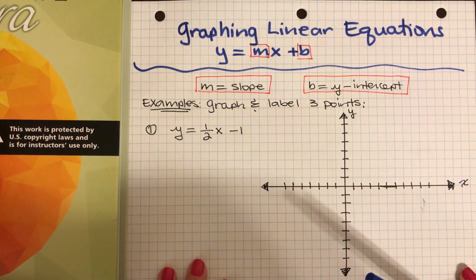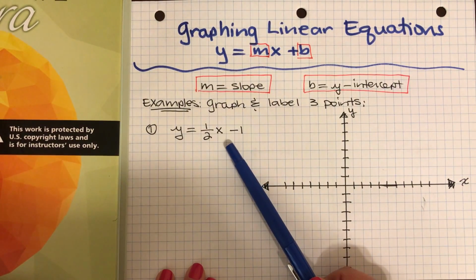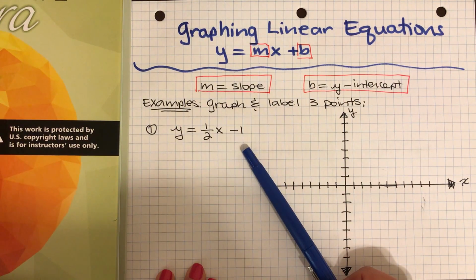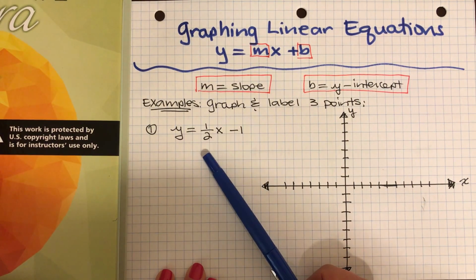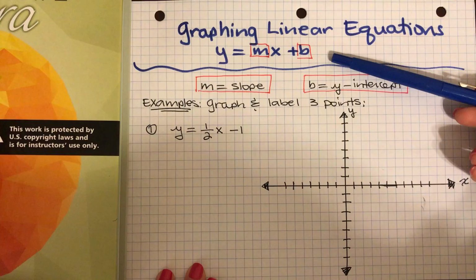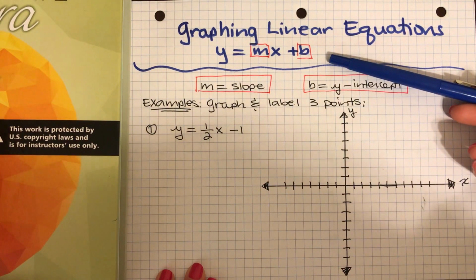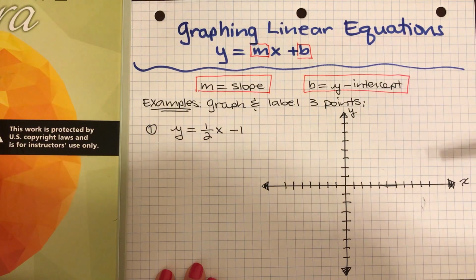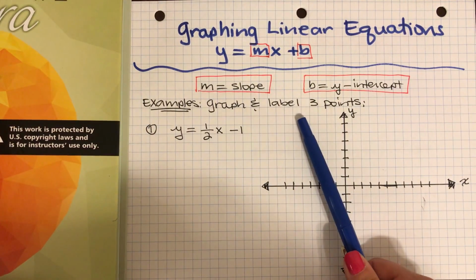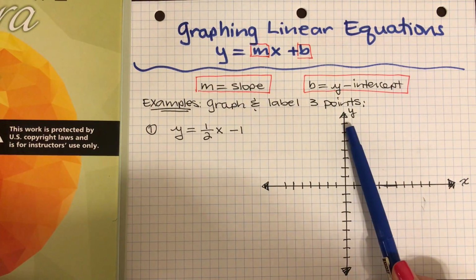You want to notice that the equation for the first example is in slope-intercept form. It's in the correct form, so we can easily identify the y-intercept, which is -1, and the slope, which is 1/2. Some of the equations will not be in this form, and so we will have to solve for y and rewrite the equation in the correct form, and then we can identify the slope and the y-intercept, and then we can graph. Let's start with the first example. We want to graph, and then we also want to label 3 ordered pairs or 3 points.